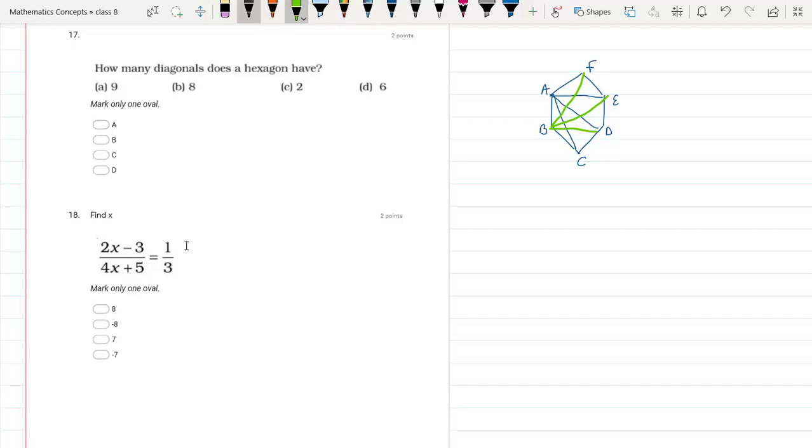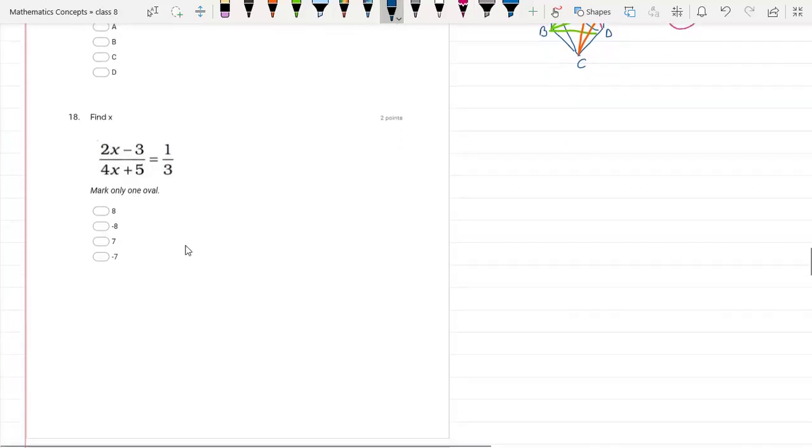Then using, suppose I take this color, C, we have 7, 8, and the last, let's take this point D, 9. So you can see now all vertices are covered. We have a total of 9 diagonals in this case. So the correct answer is option number A.